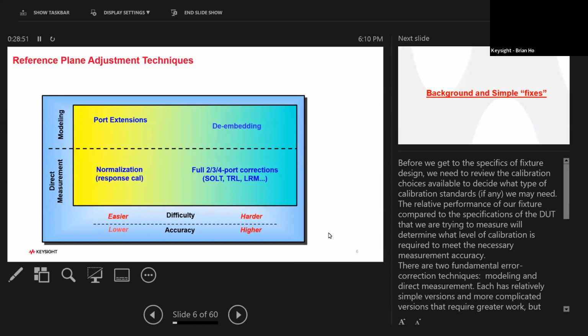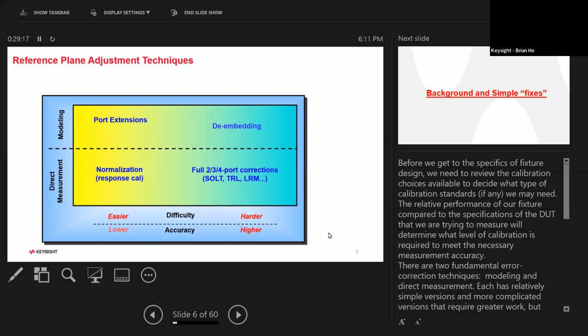So here you can see the chart that's broken up in two sections: direct measurement and modeling. And even within that, there are sections. There's an easier method of implementation, and there's a harder method of implementation. Now, with the easier method of implementation, it's easy, but the accuracy is a lot lower. But with the harder implementation, the more time it takes, the harder it is, the higher accuracy we can get.